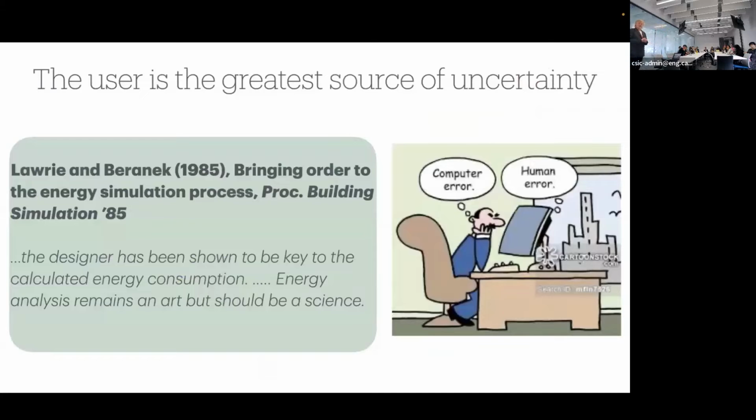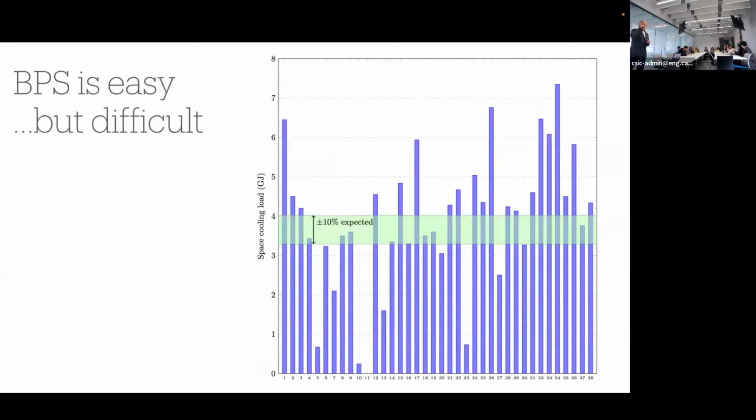But that said, there's a statement made by one of the pioneers in our field, Linda Lawrie, who used to work on the BLAST program in the US and then the EnergyPlus program. She made this statement almost 4 decades ago, talking about how the user is the main source of uncertainty in building performance simulation tools. And I think that's still the case today, despite that we have these developed user interfaces, much more accessible tools. The user is still the main source of uncertainty. And I'll provide you a few examples of why I think Linda Lawrie's statement is still pertinent today.